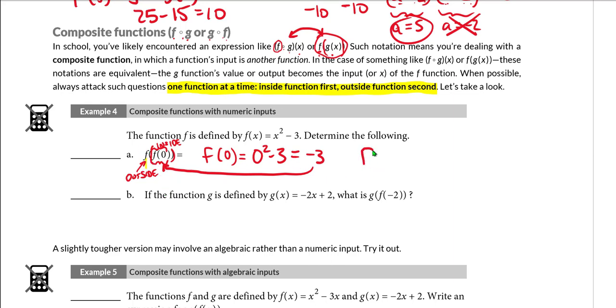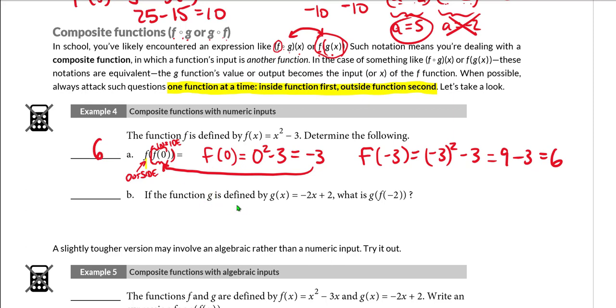So now instead of f of 0, I have f of negative 3, and I do the same stuff I've been doing over and over again, and I get negative 3 squared. There's no x here, it's just a minus 3, just that constant. So negative 3 squared is 9. 9 minus 3 is 6. So f of f of 0 is 6.